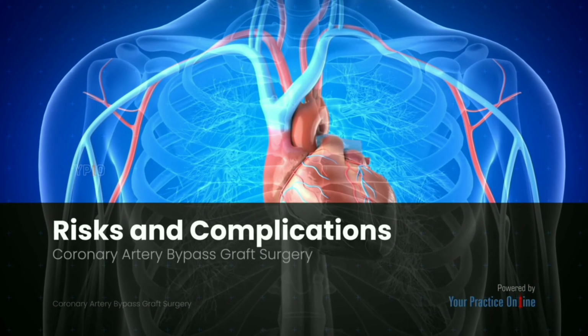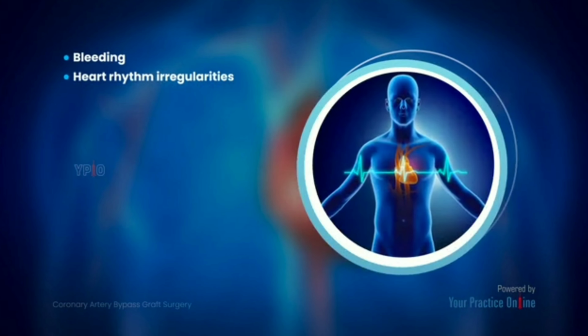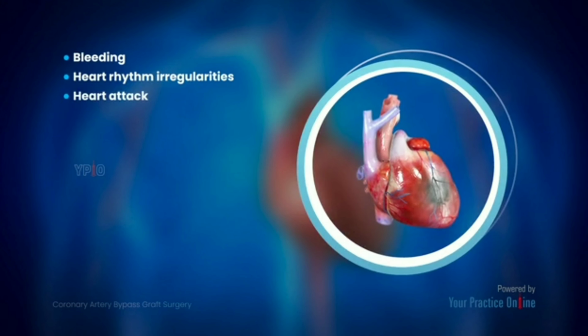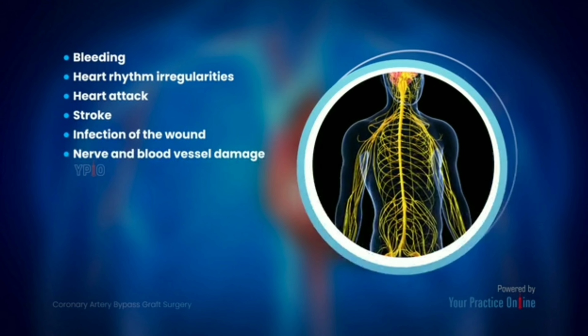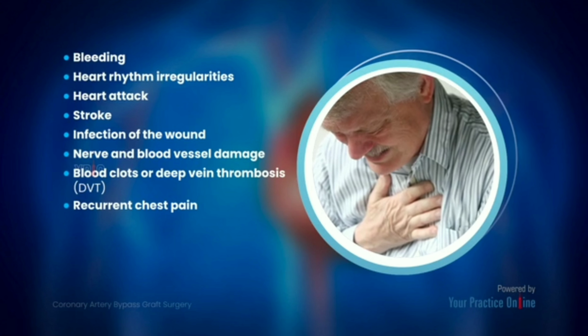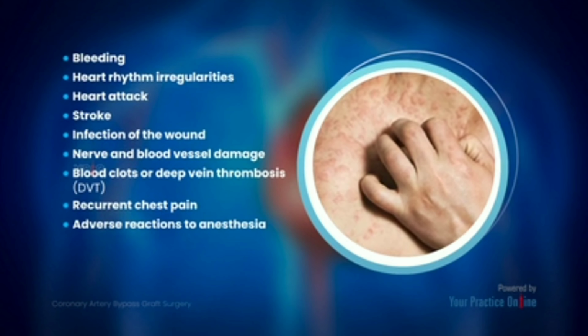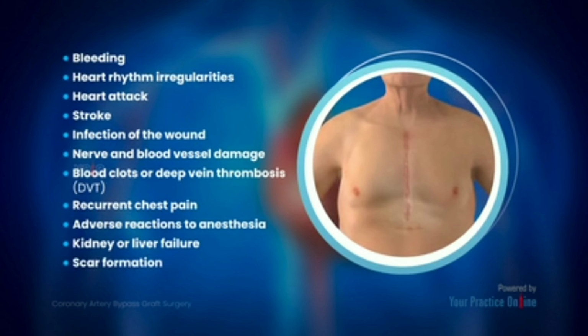Risks and complications. As with all surgical procedures, coronary artery bypass graft surgery may involve risks and complications including bleeding, heart rhythm irregularities, heart attack, stroke, infection of the wound, nerve and blood vessel damage, blood clots or deep vein thrombosis (DVT), recurrent chest pain, adverse reactions to anesthesia, kidney or liver failure, scar formation.